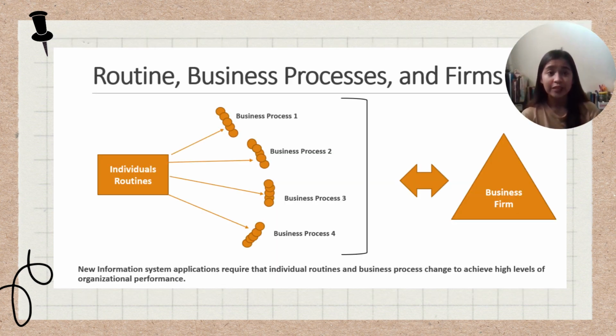Now, for this slide, we have the individual routine from the left side, and business process at the middle, between the individual routine and the business firm, which is on the right side. So dito, it only requires individual routine and business process to change to achieve a high level of organizational performance.